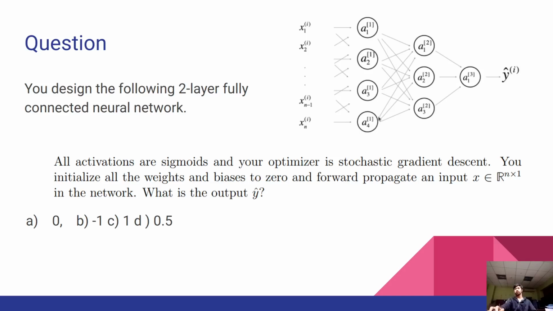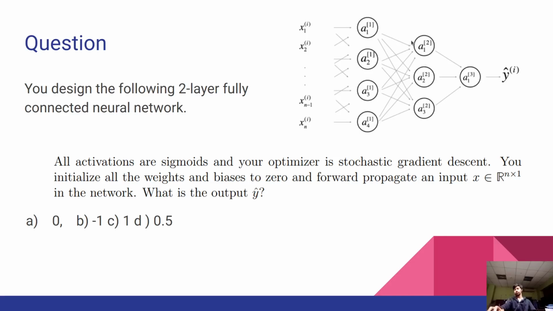But even though it is 0.5 here, these weights are 0. All these weights are 0. So 0.5 into 0 is 0, 0.5 into 0 is 0, 0.5 into 0 is 0, and bias is also 0.